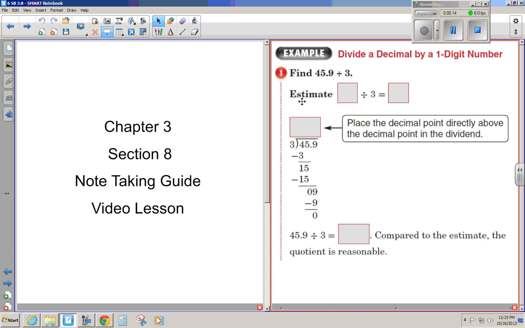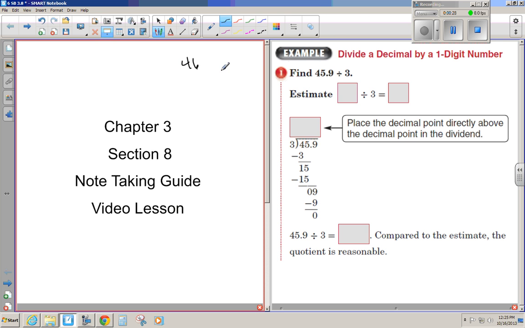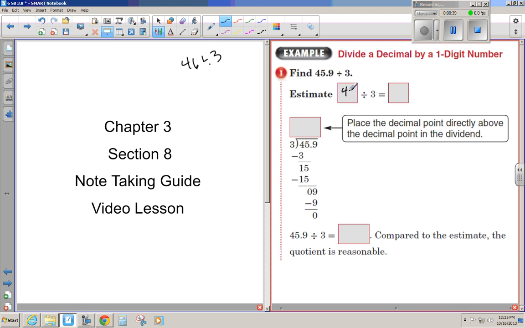Now, estimating is good, especially with dividing, though you kind of have to know your multiplication tables. Like, look at the number 45.9. You might round that to 46, but dividing 46 by 3 does not turn out very nice. But if you estimate 45 divided by 3, I know that 45 divided by 3 is an even 15. It'll make the estimation and the reasonableness a little faster for you.